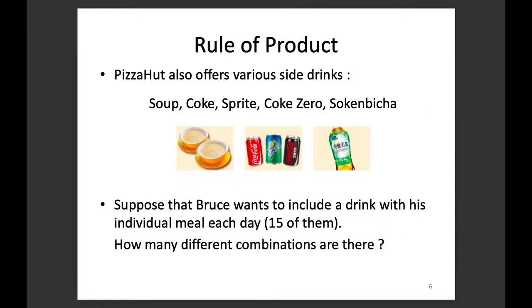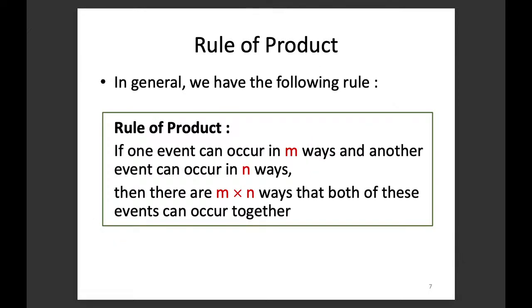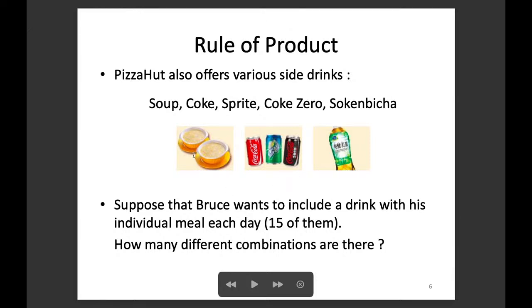Okay, now let us take a look at a different scenario. This time, suppose that we are also considering the drinks. There are various kinds of drinks that we can order from Pizza Hut. Let's say there are five different kinds: one, two, three, four, five. Each day, Bruce wants to take a drink together with a particular meal that he orders. Previously, we computed there are 15 different meals that he can order, and now there are also five possible drinks. So each regular meal will have a drink with a pizza or a pasta. How many different combinations are there? This is also easy to get. There are going to be 15 times five different choices. We select one of the meals and then we select one of the drinks.